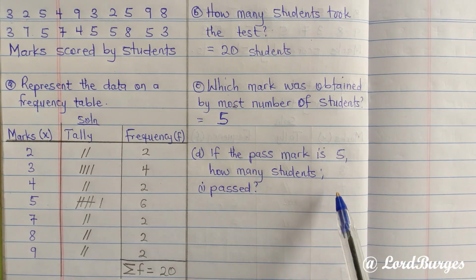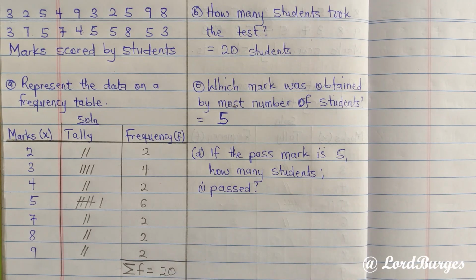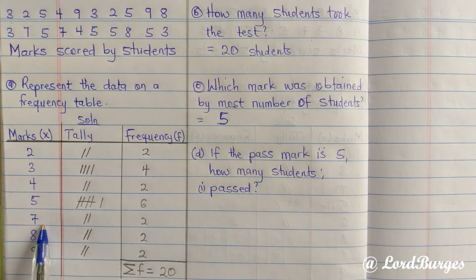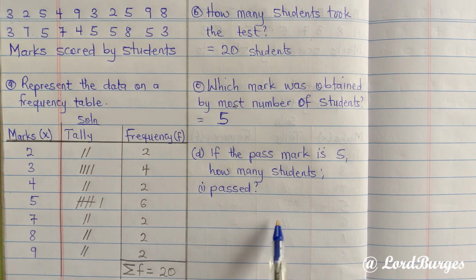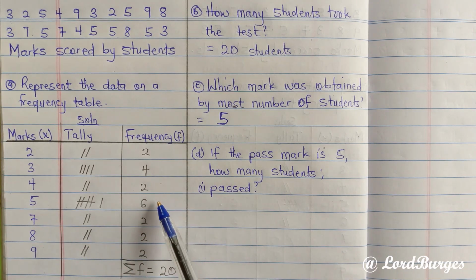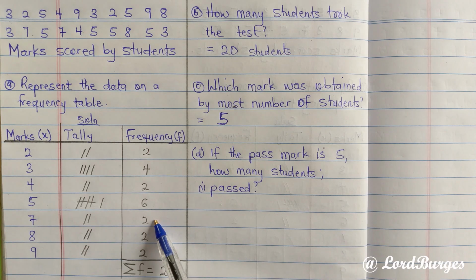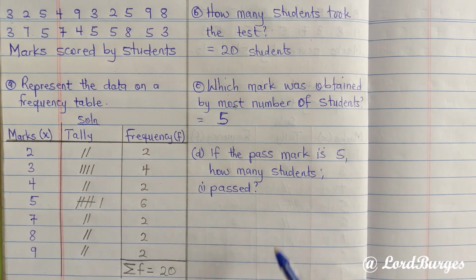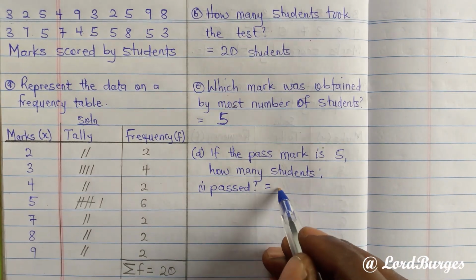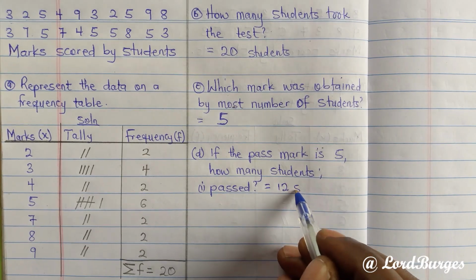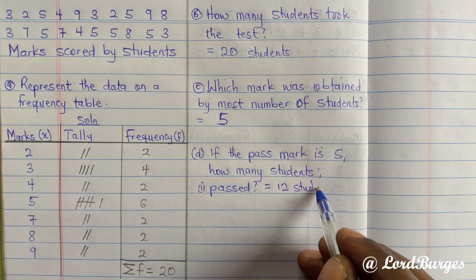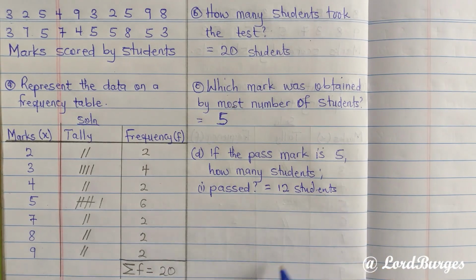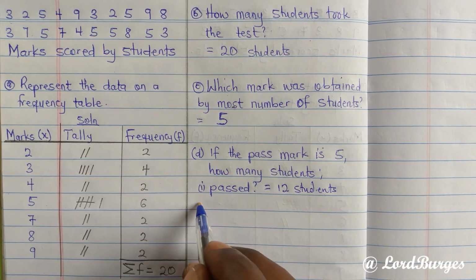The pass mark is 5. That means those who had 5, 7, 8, and 9 are those who passed. So to get that one, we need to add their frequencies. So the 5, we have 6. Therefore, 6 plus 2 is 8, 10, and 12. That means 12 students were those who passed.